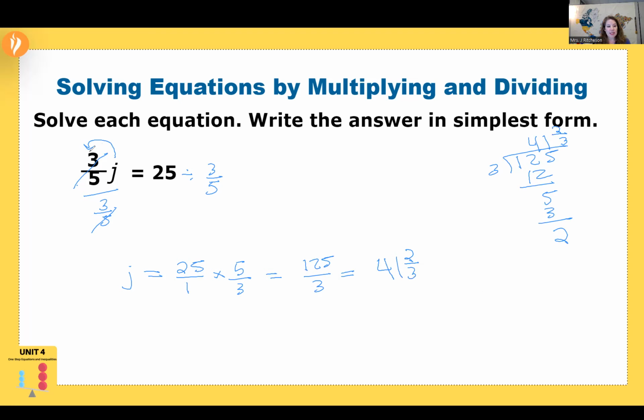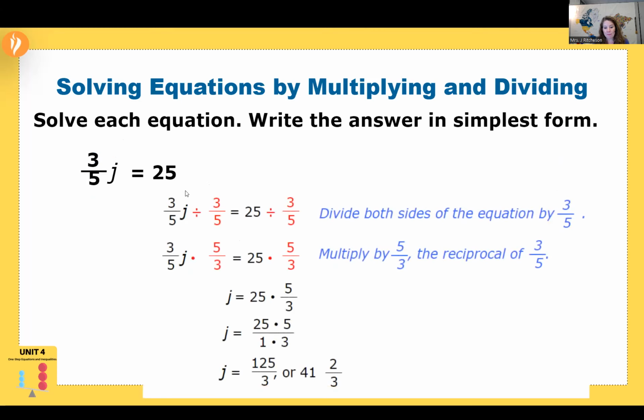So basically, to get rid of times 3/5, you're going to actually multiply by its reciprocal, which is what we did right here. To get rid of 3/5, we're going to multiply by its reciprocal, which is 5/3. And our final answer is 41.6, repeating, or 41 and 2/3.